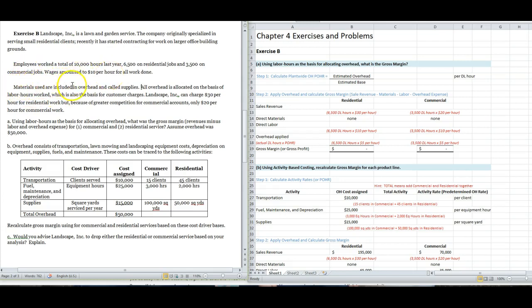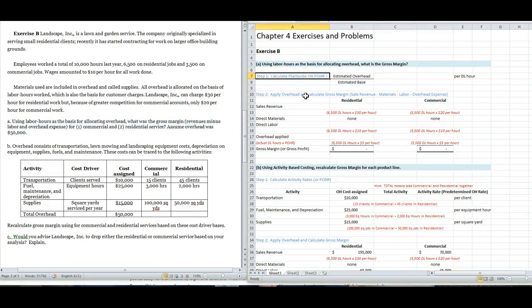It says materials are included in overhead and called supplies, so this means we will not have a separate direct materials account, and all overhead is allocated on the basis of direct labor hours worked, which is also the basis for customer charges. Let's start with this piece here, that says all overhead is allocated on the basis of labor hours worked. Because Part A asks us, using labor hours as the basis, to calculate gross margin or gross profit for both product lines. Assume overhead was $50,000.